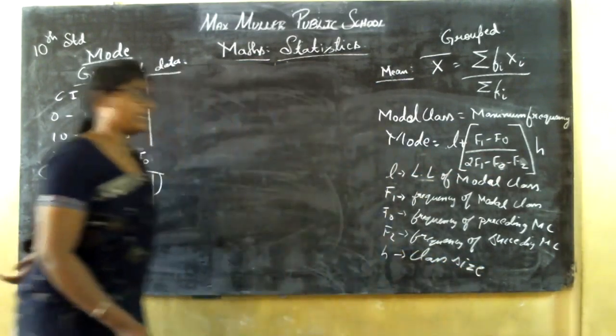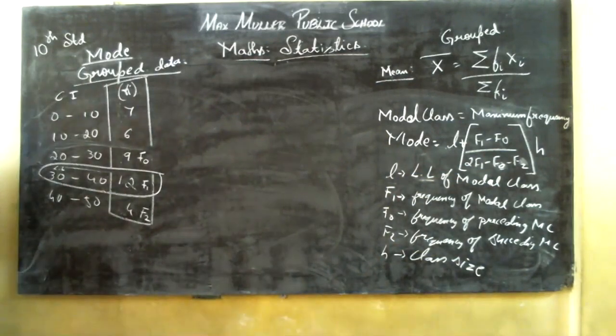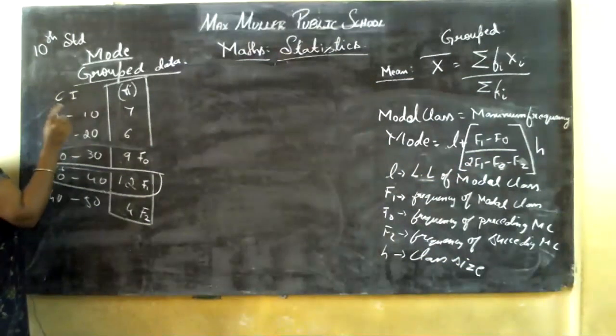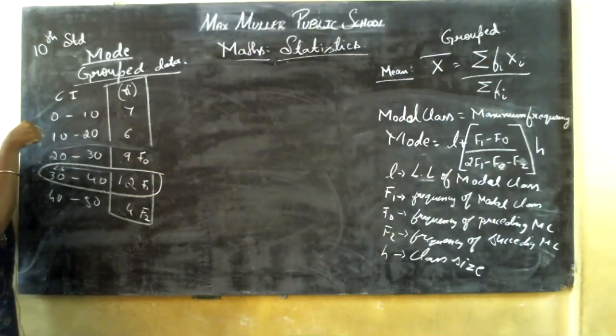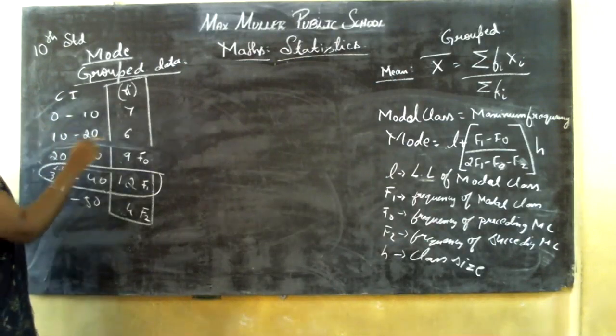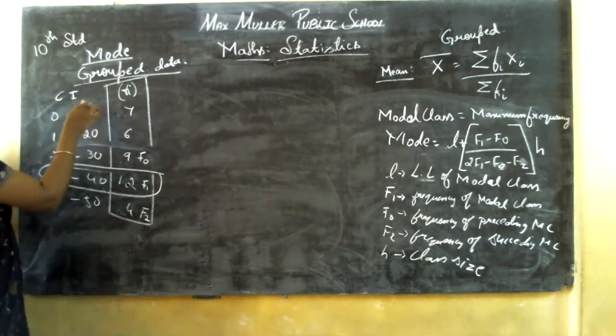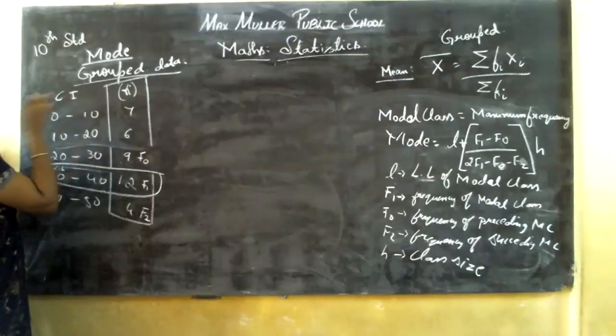What is h? It is the class size. Where will you get this class size? You will get this class size in the class interval. Correct? You have classes, so the class size is chosen from the class interval itself. How are you going to choose? The difference of the upper limit minus the lower limit.